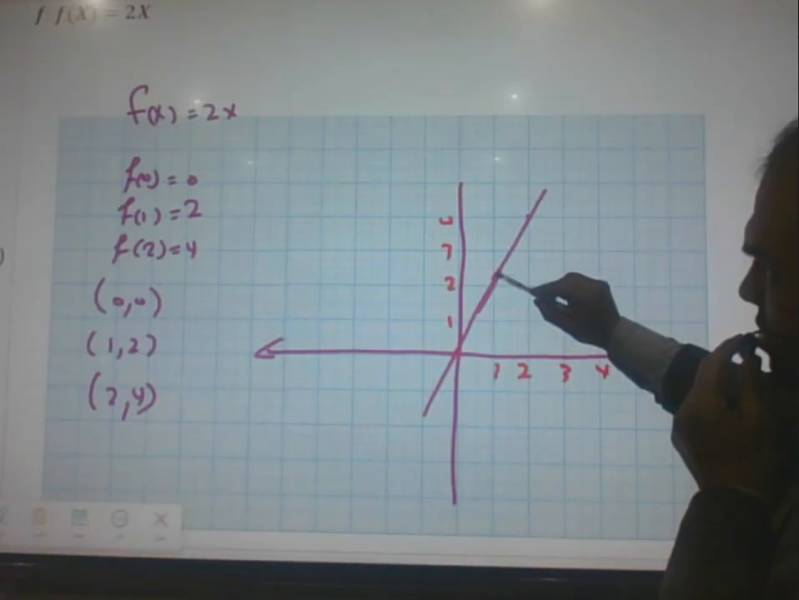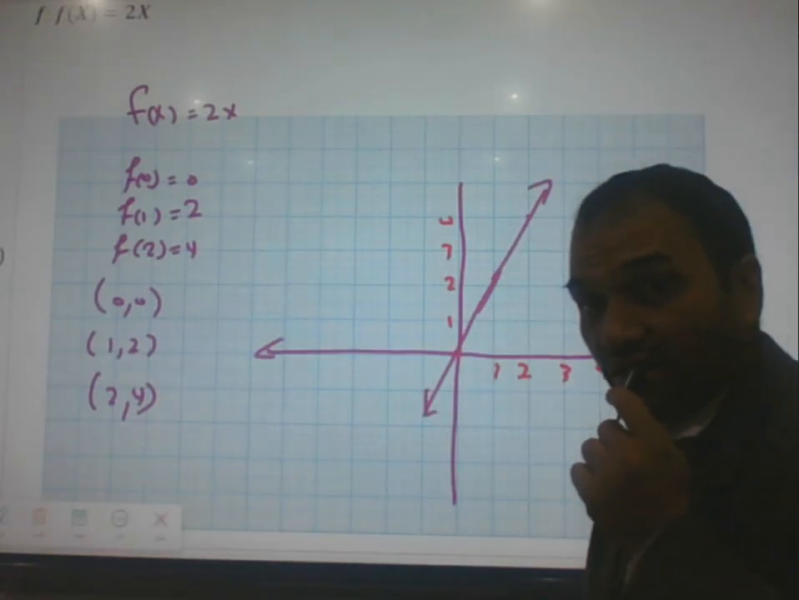Like this. Okay, you can use a ruler, okay, not your hand. It's easy, my students, okay?